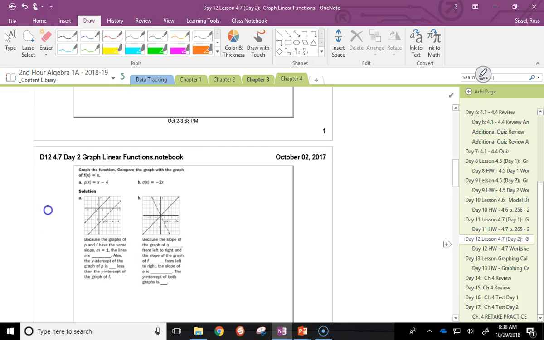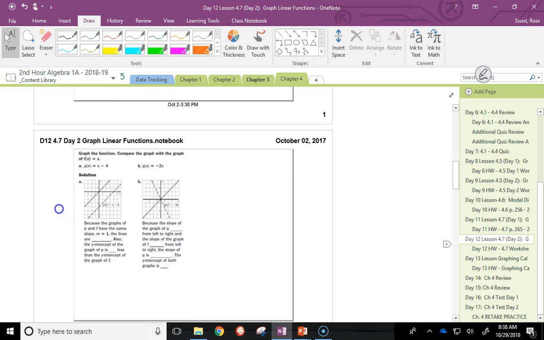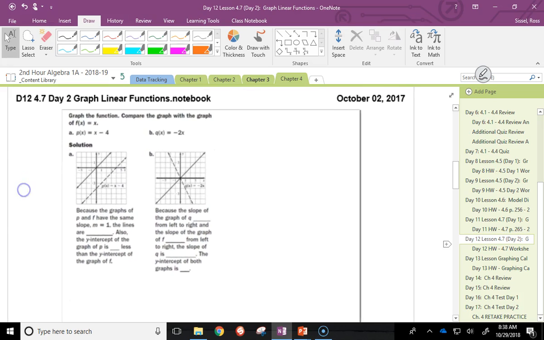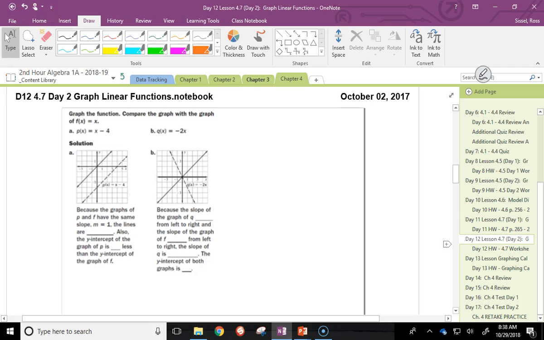So now we have our parent. Now we're going to start comparing it to lines that we've changed a little bit. If you need to zoom in, you just have to. So, f of x equals x. Is that our parent function? Yeah.